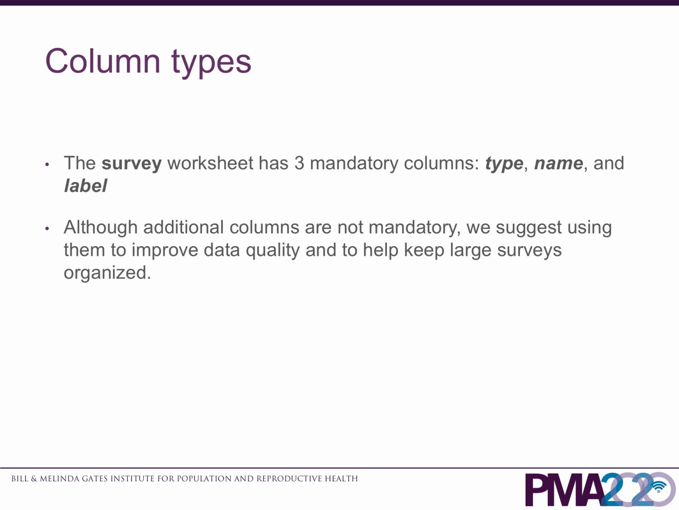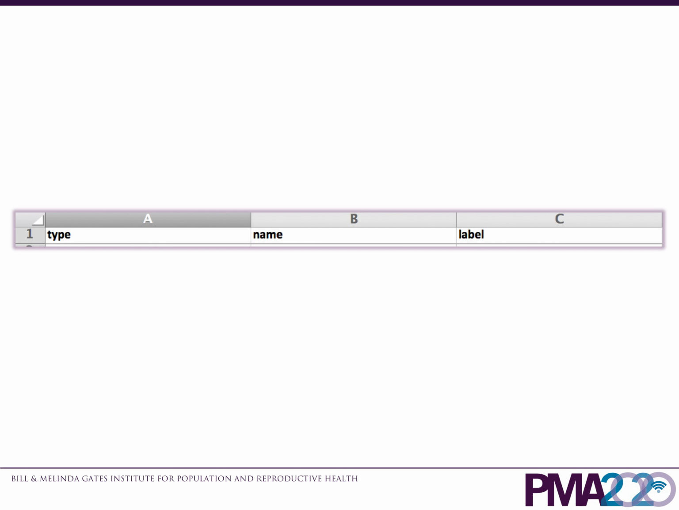These are mandatory. Although you can add additional columns, you don't have to. We, however, at PMA suggest using additional columns to improve data quality and to help keep large surveys organized. So your first task within your Excel file on your survey tab is to go ahead and put the heading into the Excel sheet. So column A should say type, column B should say name, column C should say label, all in the first row. Please go ahead and pause your presentation to do this.